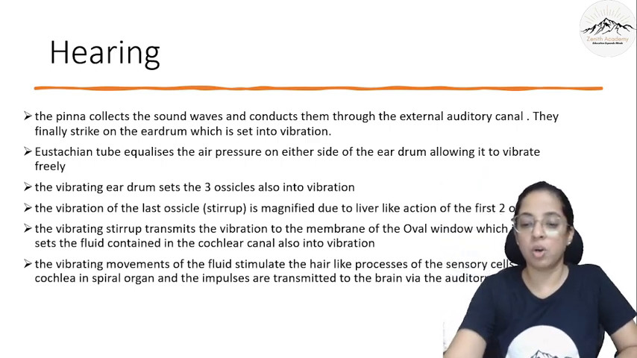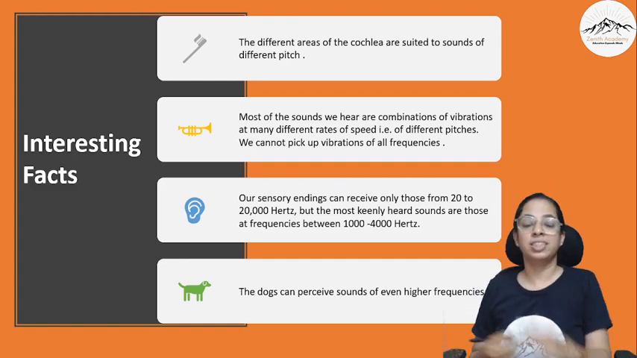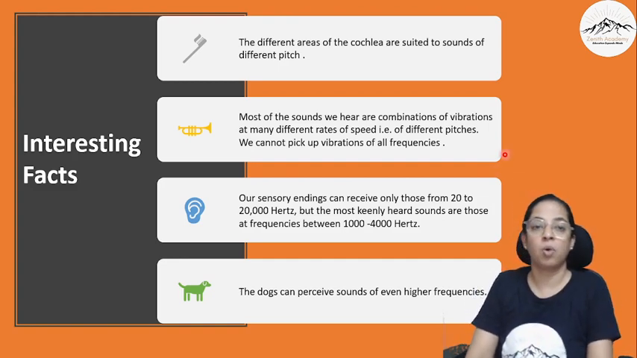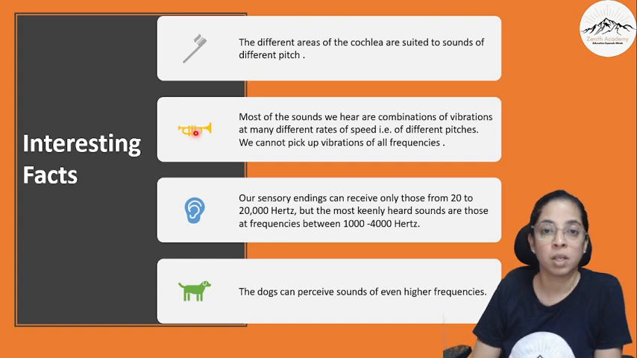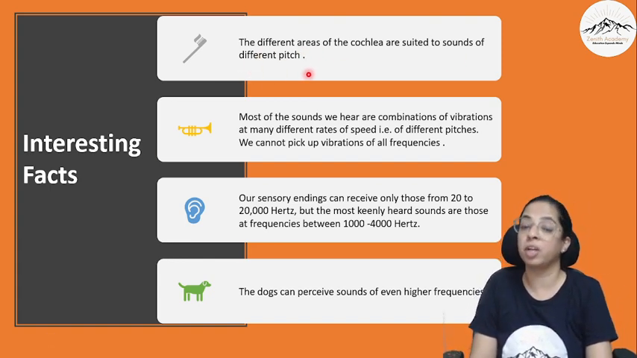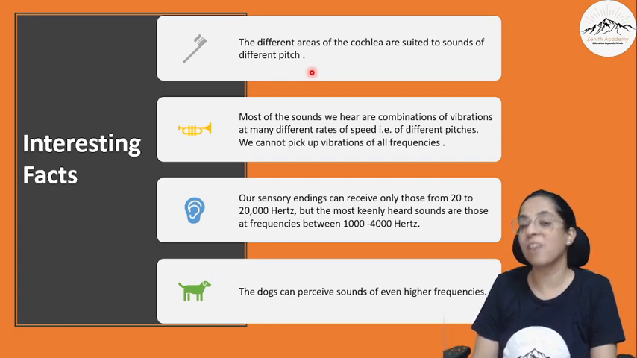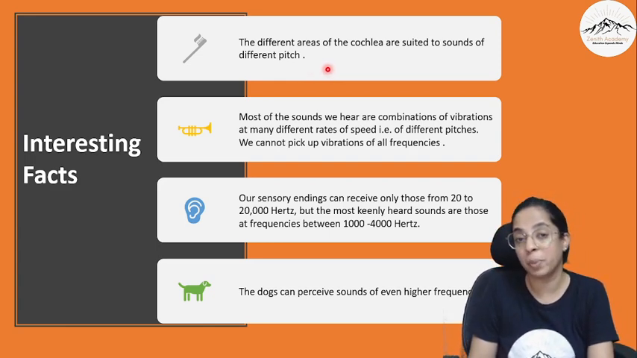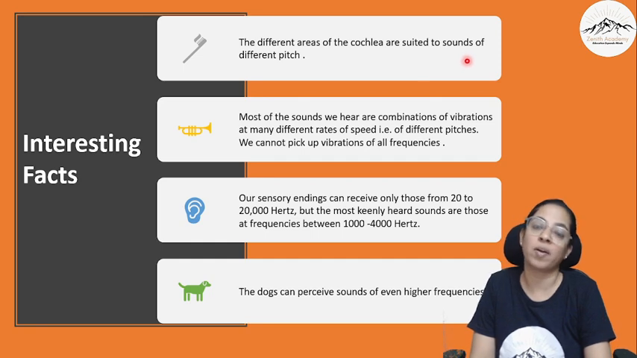Okay, let's go ahead. So these are different interesting facts now about our ear. First, different areas of the cochlea are suited to sounds of different pitch. That is why we are able to hear sounds of different pitch, because different areas of the cochlea are suited to sounds of different pitch.